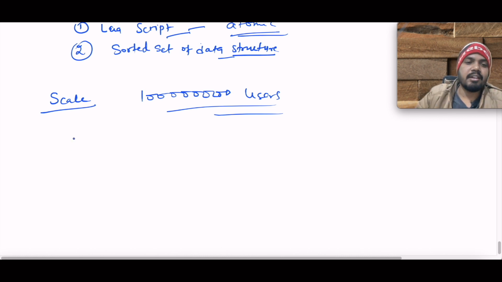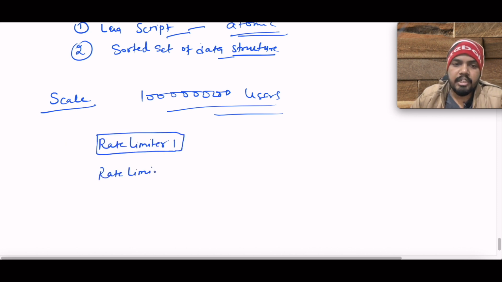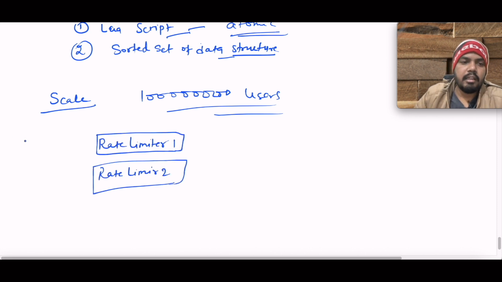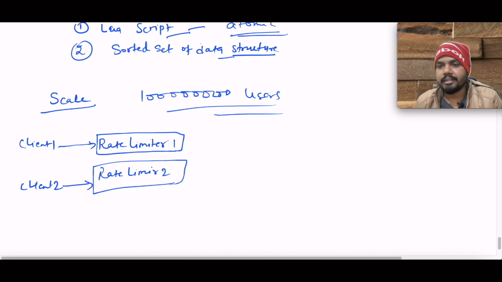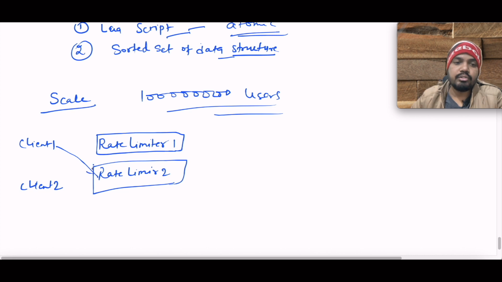So now let's take an example. Suppose you have two rate limiter servers, rate limiter 1 and rate limiter 2, and there are two clients, client 1 and client 2. You want client 1 to use rate limiter 1 and client 2 to use rate limiter 2. But that is not guaranteed. It might be that client 1 uses rate limiter 2 and client 2 uses rate limiter 1. So there is an issue, because rate limiter 1 does not have the data of client 2, and rate limiter 2 does not have the data of client 1.